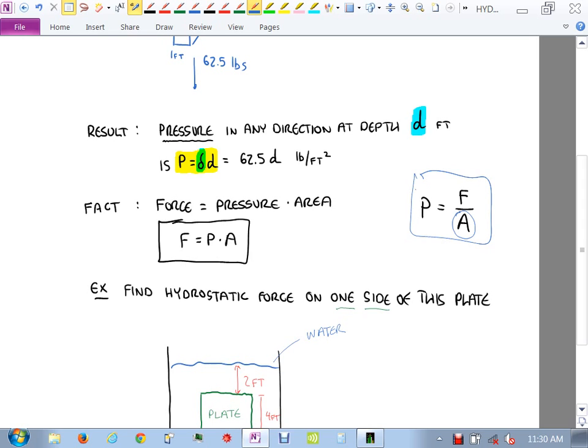Which would be different from the bottom, different from the top. Different in the sense that the area determines that. All that determines is the area, and the depth, yes. So let's look at this first plate we have here.